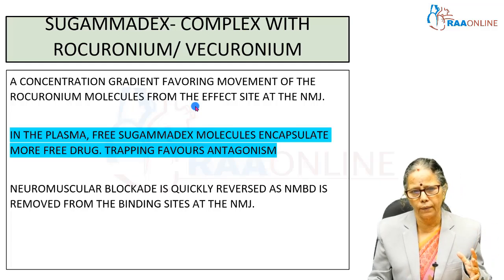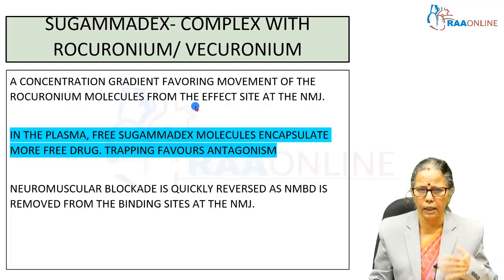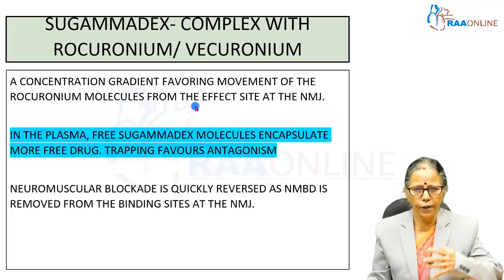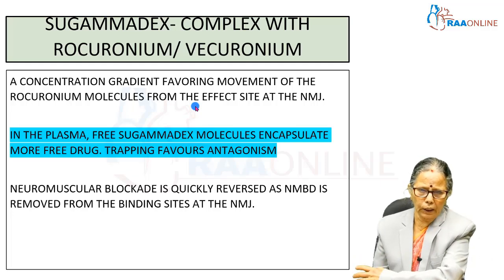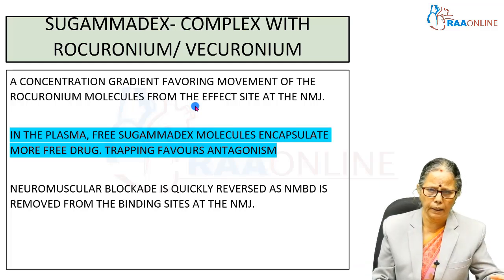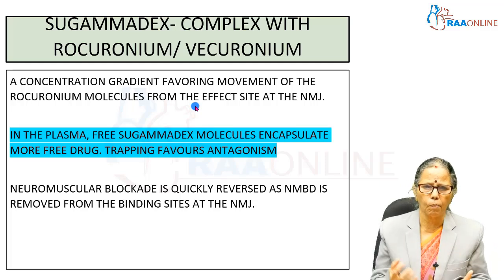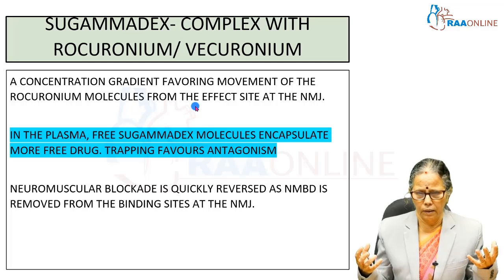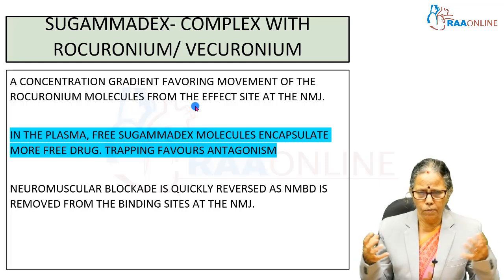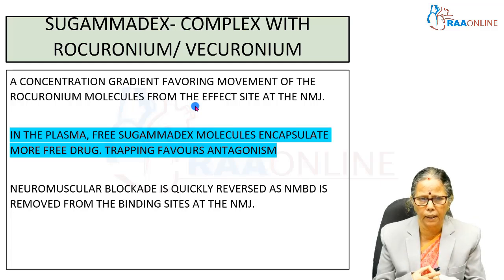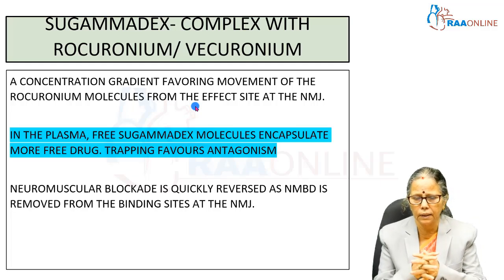When we saw our earlier reversal with anticholinesterase and residual blockade, how you get a recurarization: the free molecules come from one compartment to the plasma, to the other compartment. Then they move to that neuromuscular junction, the effector site, and they act. But here, from wherever in the body the neuromuscular blocking drug comes out to the plasma, immediately it is captured by the Sugammadex. That is the advantage.